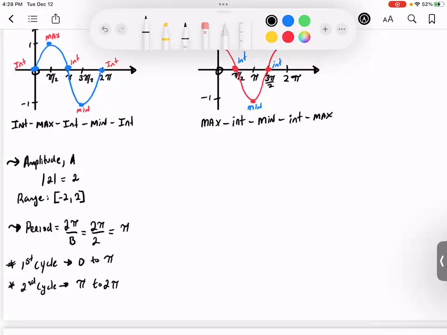There's one last thing to do, and that's just using one more formula. If I take the period, which was pi, and divide it by 4, it gives us pi over 4. Pi over 4 is what I'm going to use to scale the x-axis.